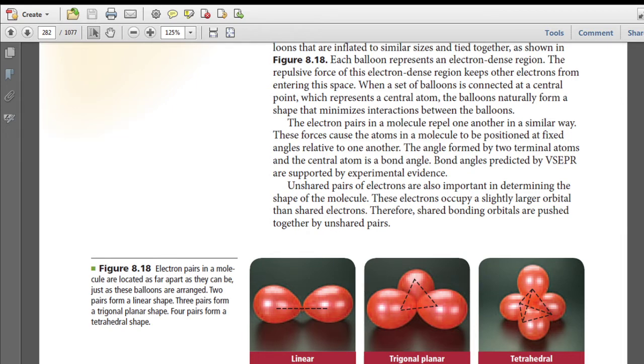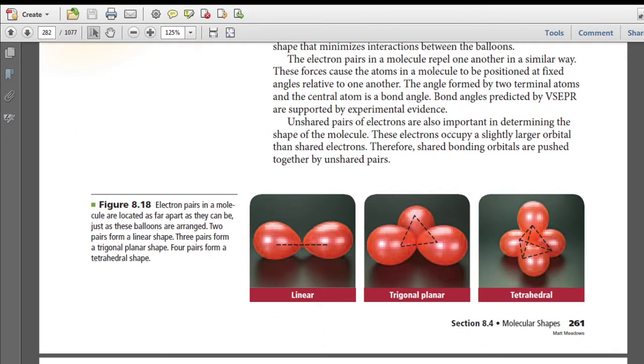These forces cause the atoms in a molecule to be positioned at fixed angles relative to one another. The angle formed by two terminal atoms and the central atom is a bond angle. Bond angles predicted by VSEPR are supported by experimental evidence. Unshared pairs of electrons are also important in determining the shape of the molecule. These electrons occupy a slightly larger orbital than shared electrons. Therefore, shared bonding orbitals are pushed together by unshared pairs.